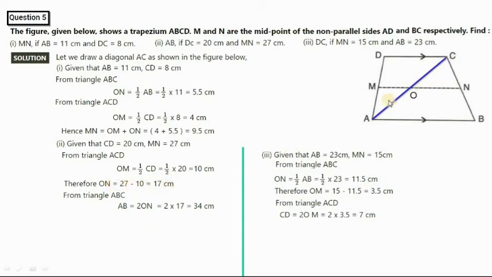Now again in this triangle I can say that AB is double of ON, right? So AB is double of ON, and ON is 17, so double of 17 is 34. So AB will be equal to 34 centimeter. Now the third part is also similar. I'm not going to explain it here, so you can have a look at it. Number 3 is similar to question number 2, so you may pause the video to note it down.